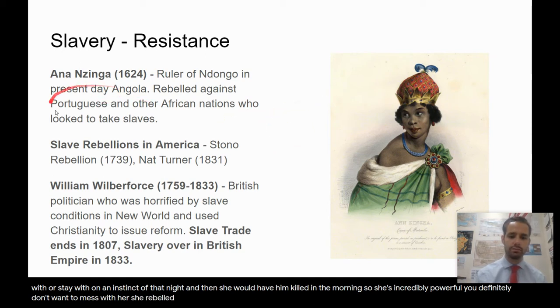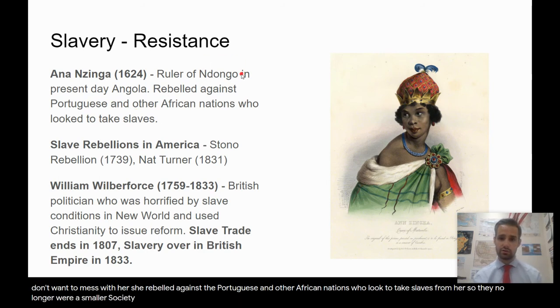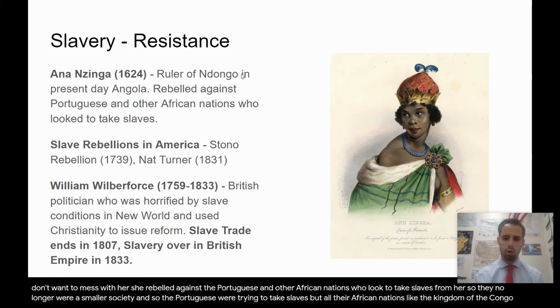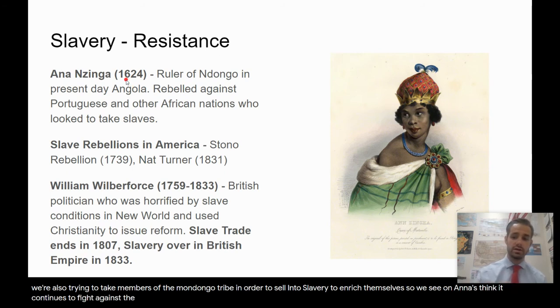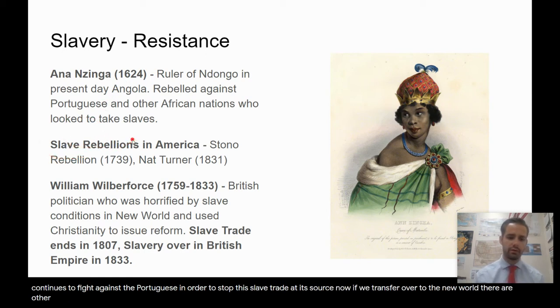She rebelled against the Portuguese and other African nations who looked to take slaves from her. So the Ndongo were a smaller society, and so the Portuguese were trying to take slaves, but other African nations like the Kingdom of the Congo were also trying to take members of the Ndongo tribe in order to sell into slavery to enrich themselves. So we see Anna Nzinga continues to fight against the Portuguese in order to stop this slave trade at its source. Now, if we transfer over to the New World, there are other slave rebellions in the United States, and we can assume in all the other parts of the Americas as well.